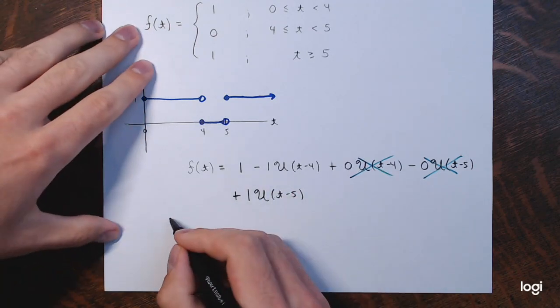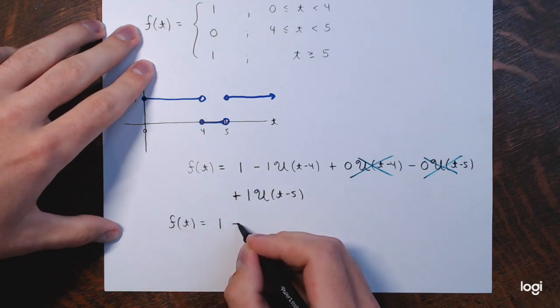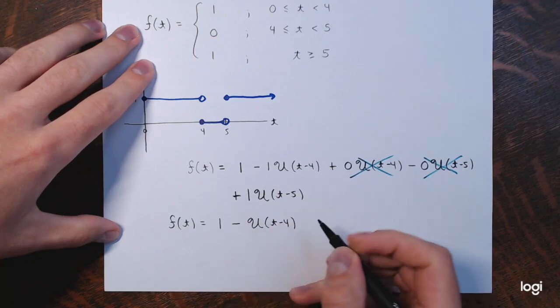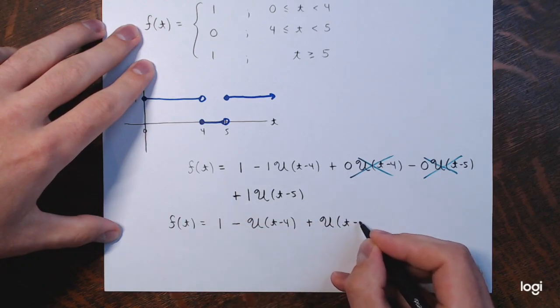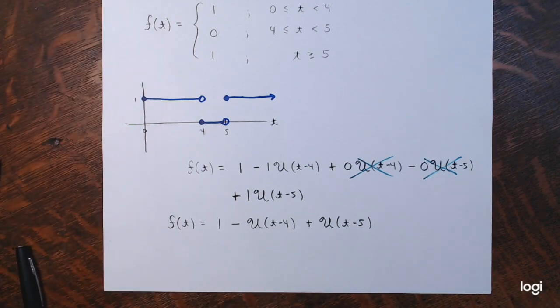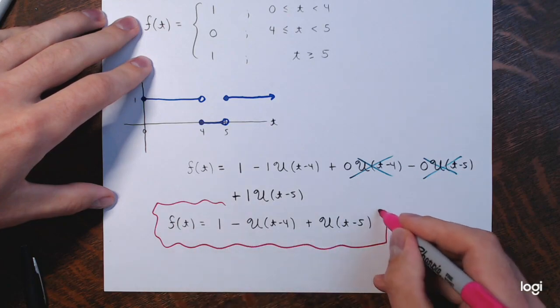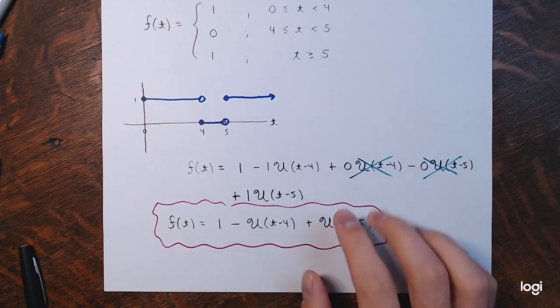So this is it. f of t equals 1 minus the unit step function at t minus 4 plus the unit step function at t minus 5. And there you go. All right. This function here has exactly the same outputs as my piecewise defined function. Okay, and again, you can test some values if you wish.